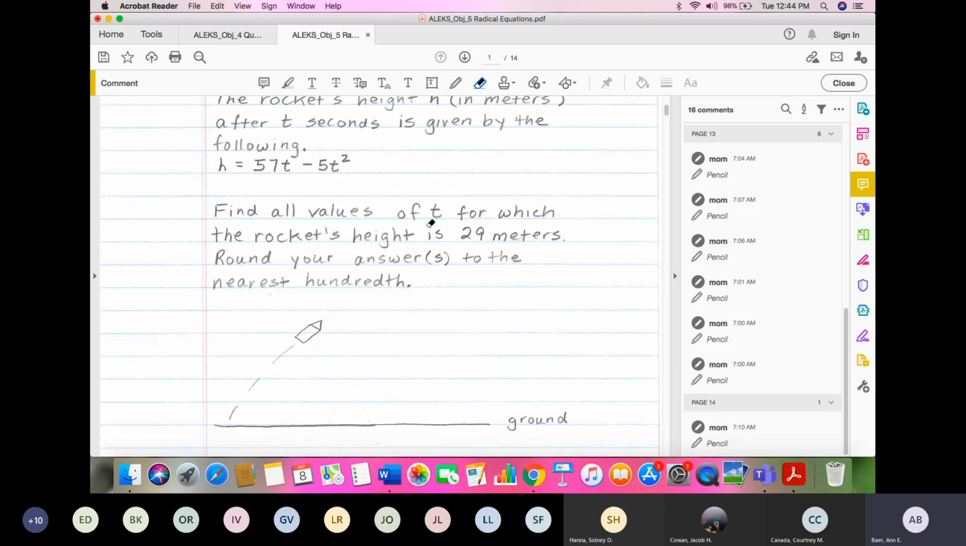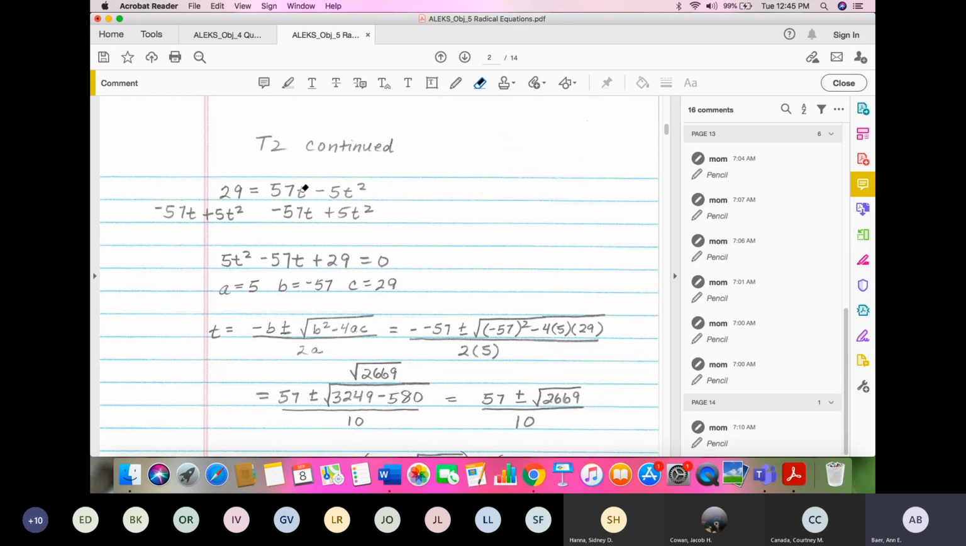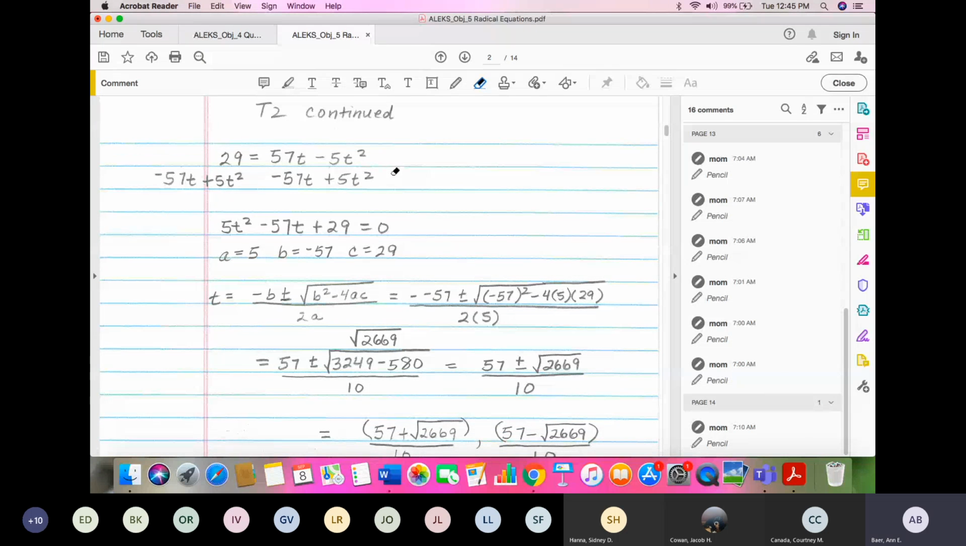So let's see what we do. Find all values of t for which the rocket's height is 29 meters. So h is 29. So I'm going to take 29 and plug it in for h. And then we want to find all values of t, so we have to leave the t's for now. So here you notice that 29 got plugged in for h on this side, and we got this. So let's go ahead and solve this.